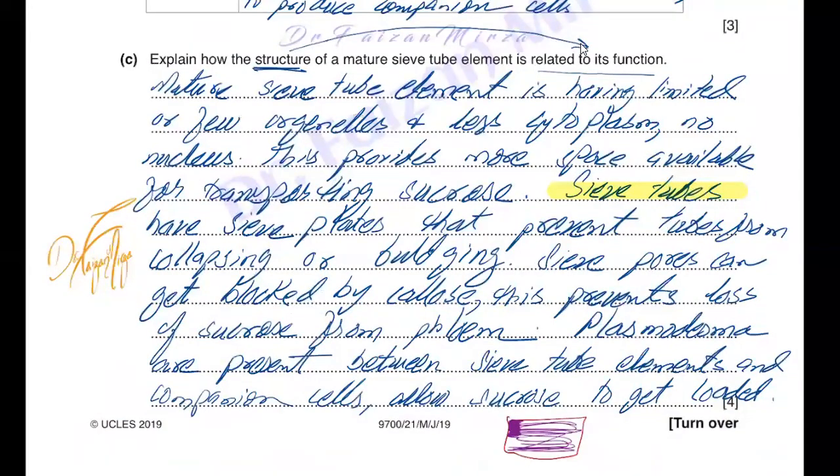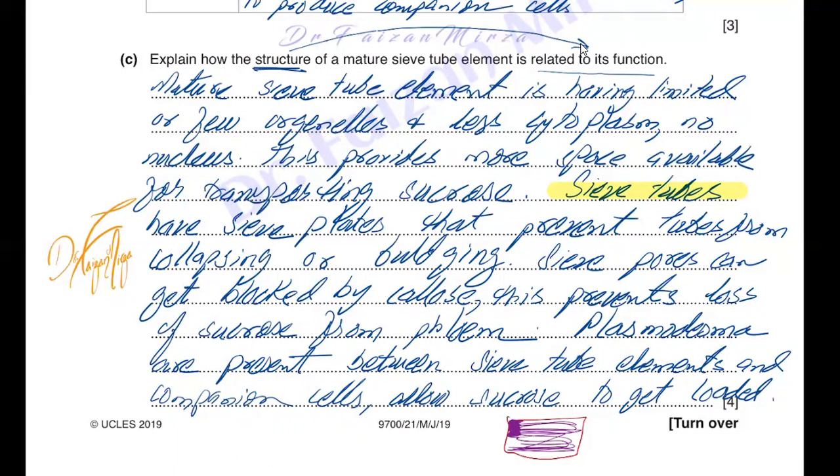Explain how the structure of a mature sieve tube element is related to its function. So you need to link the structure to its function. So how is it related? Mature sieve tube elements have few organelles. We know that there is less cytoplasm, there is no nucleus. This provides more space available for transporting sucrose. Sieve tubes have sieve plates, and their function is to prevent the tube from collapsing or bulging. Sieve pores can get blocked. We know callose forms, although this is not a very important point for A level consideration, but yes, it's worth mentioning.